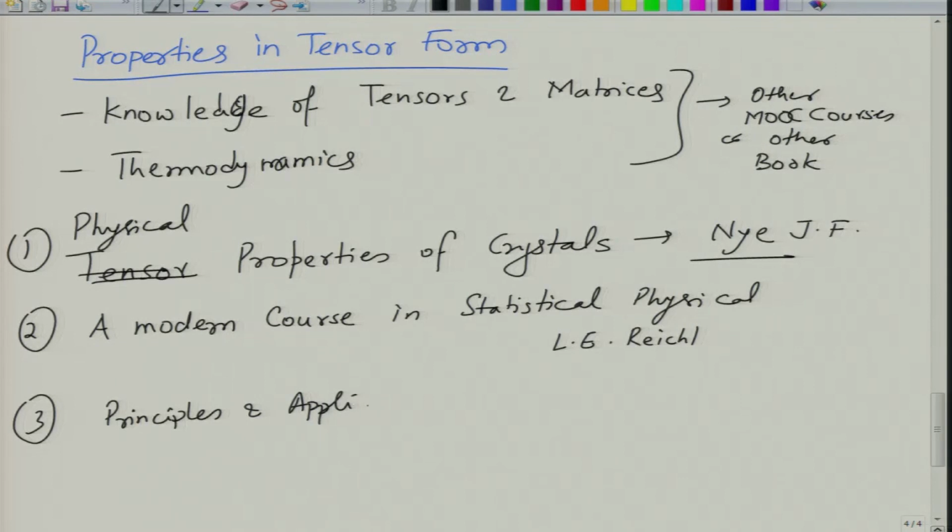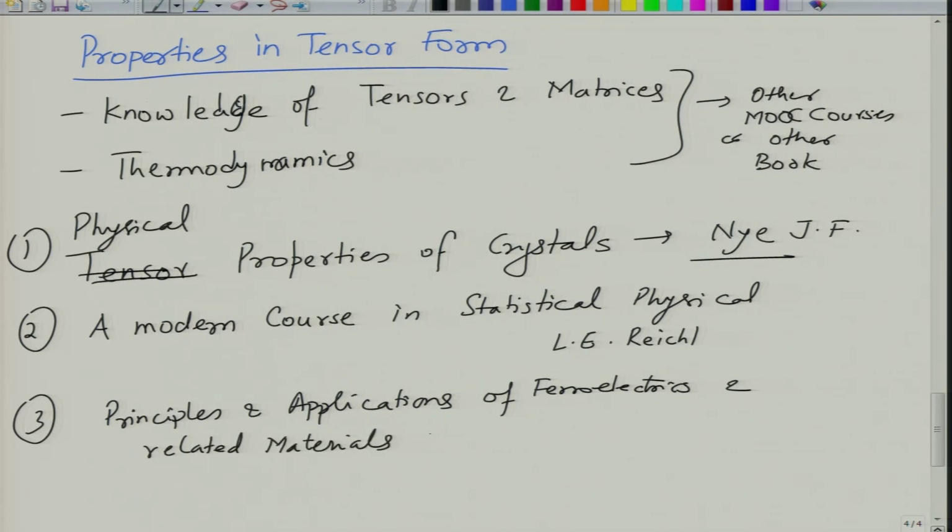and Applications of Ferroelectrics and Related Materials. This is by M.E. Lyons and A.M. Glass. This is a classic book on ferroelectricity, which goes a bit into phase transitions and thermodynamics and things like that. This is more about statistical mechanics, thermodynamics. This is more about tensor properties or physical properties of crystals. So, these are some books, otherwise there are a lot of other books, you can also look at them.